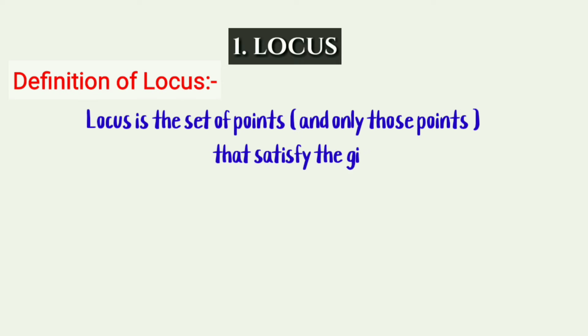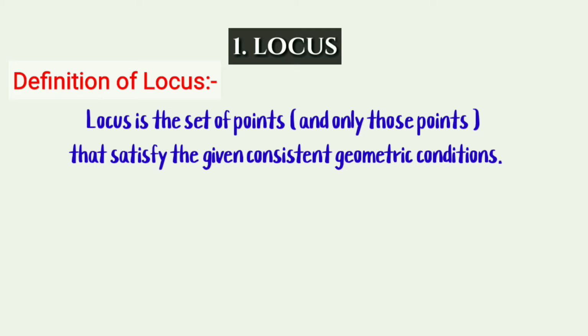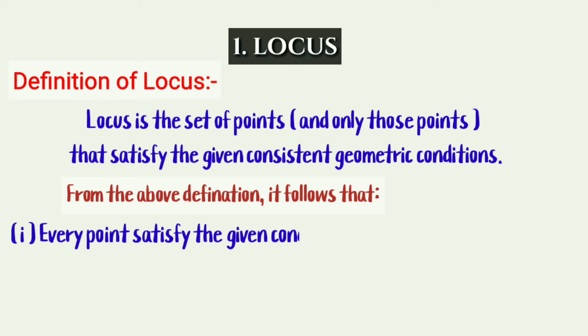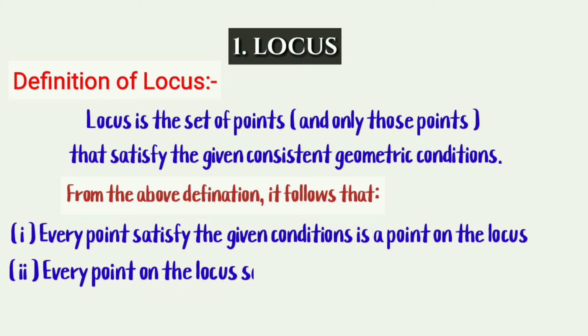The topic is intermediate first year maths 1B, in the first chapter, Locus. Here is the definition of locus. Locus is a set of points, and only those points, that satisfy the given consistent geometric conditions. From the above definition it follows that, first, every point that satisfies the given conditions is a point on the locus. Second, every point on the locus satisfies the given conditions.